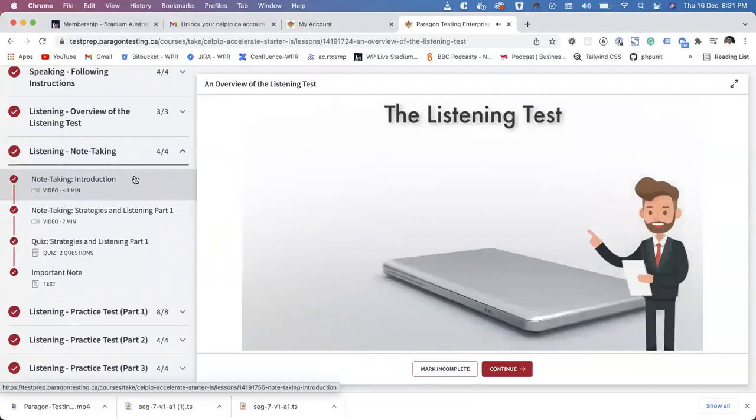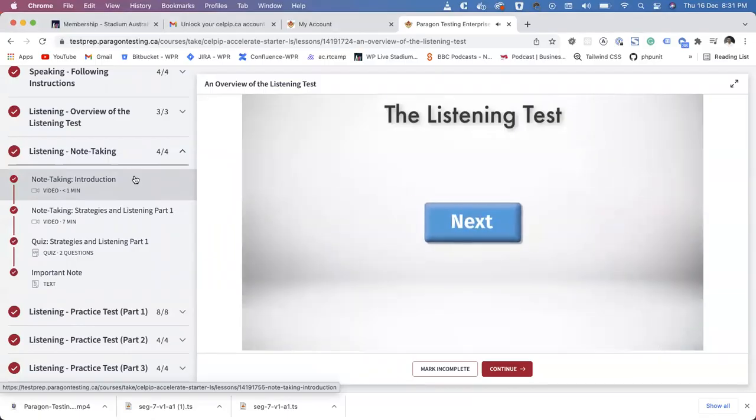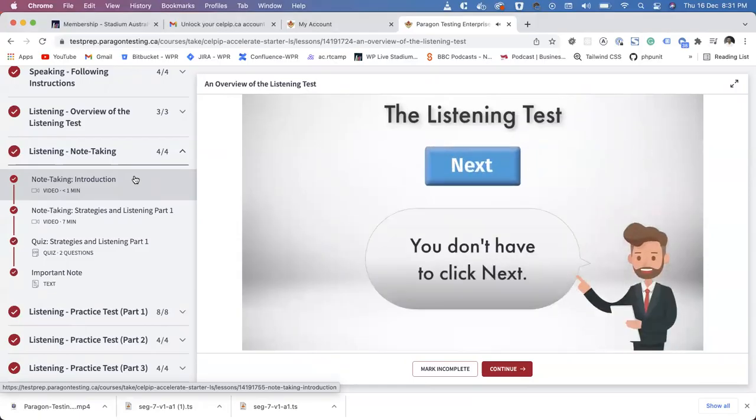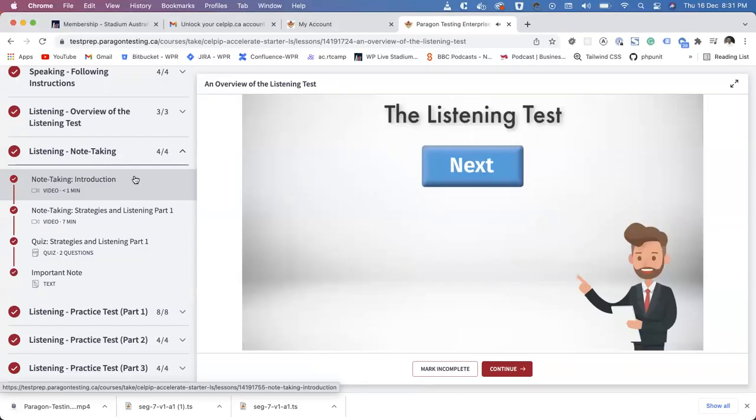Something else that all the parts have in common is a next button. This button is there so that you can skip to the next part before the time is up. You don't have to click next to move forward in the test. When your time is up, the test will automatically move to the next part. Don't be too quick to click next once you finish a listening part. Once you do that, you can't go back, and you won't be able to carry over the extra time. So the only benefit to clicking next before your time is up is that your listening test will end sooner.